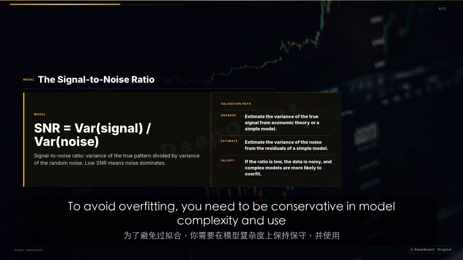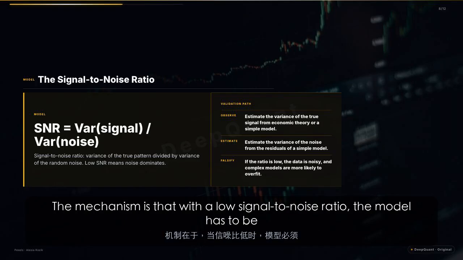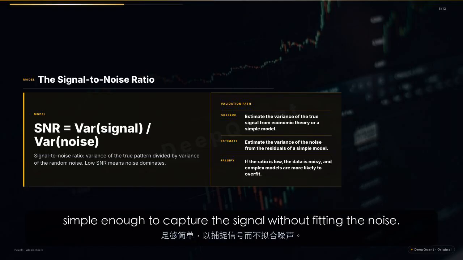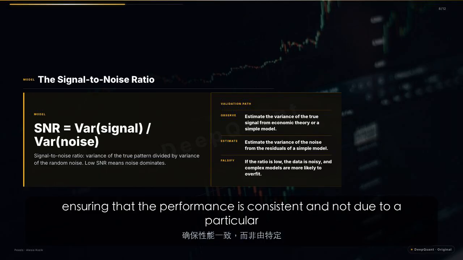To avoid overfitting, you need to be conservative in model complexity and use techniques like cross-validation, which tests the model on unseen data. The mechanism is that with a low signal-to-noise ratio, the model has to be simple enough to capture the signal without fitting the noise. Cross-validation helps by evaluating the model on multiple data splits, ensuring that the performance is consistent and not due to a particular sample.